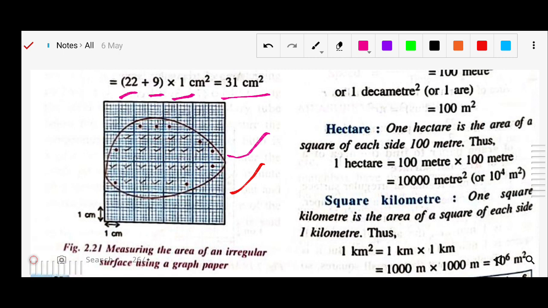So by the help of a graph we can find out the area of regular shapes as well as irregular shapes, right? For regular shapes there are formulas, based on which we can multiply, like for a rectangle. But for this kind of shape we don't have a formula. To find out the area of this kind of irregular shape, we use a graph, and by the help of the graph we can find the approximate area.